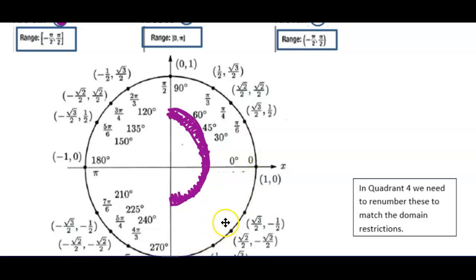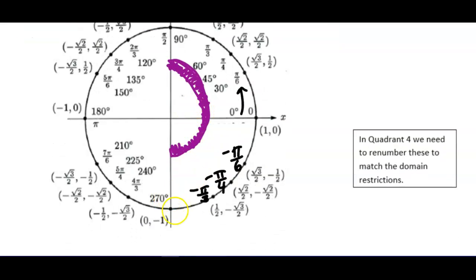5 pi over 3, 7 pi over 4, and 11 pi over 6. We have to rename them, and we just use symmetry. If this was up pi over 6, this one is down pi over 6. If this one was up pi over 4, this is down pi over 4, negative pi over 4. And up here at 60, we went up pi over 3, so this one is down pi over 3. And this would be down, or in the negative direction, pi over 2 to get to this one, okay? So those are the names of these in negative radians.